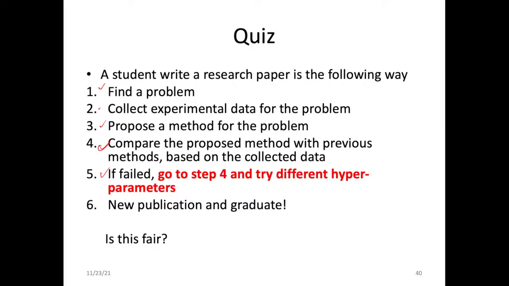Because you are sort of trying to find a hyperparameter that overfits the test data. Okay, so this is not a proper way to do research. Unfortunately, I believe many of you are using this workflow to write a research paper. This is not a proper way to do research. I can understand that if you only have limited label data, of course sometimes you cannot avoid this.